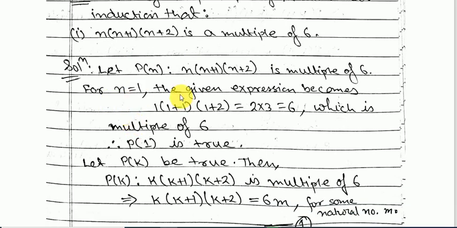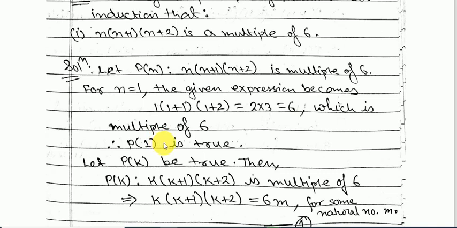Then what we'll do is we will check for n equal to 1 whether the statement is true or not. So for n we'll put 1. For n equal to 1 the given expression becomes, wherever you have n replaced by 1, so when you simplify you get 1 into 2 into 3 equal to 6. And you know that 6 is a multiple of 6 because 6 into 1 is 6, so it is true. So the statement is true for n equal to 1.